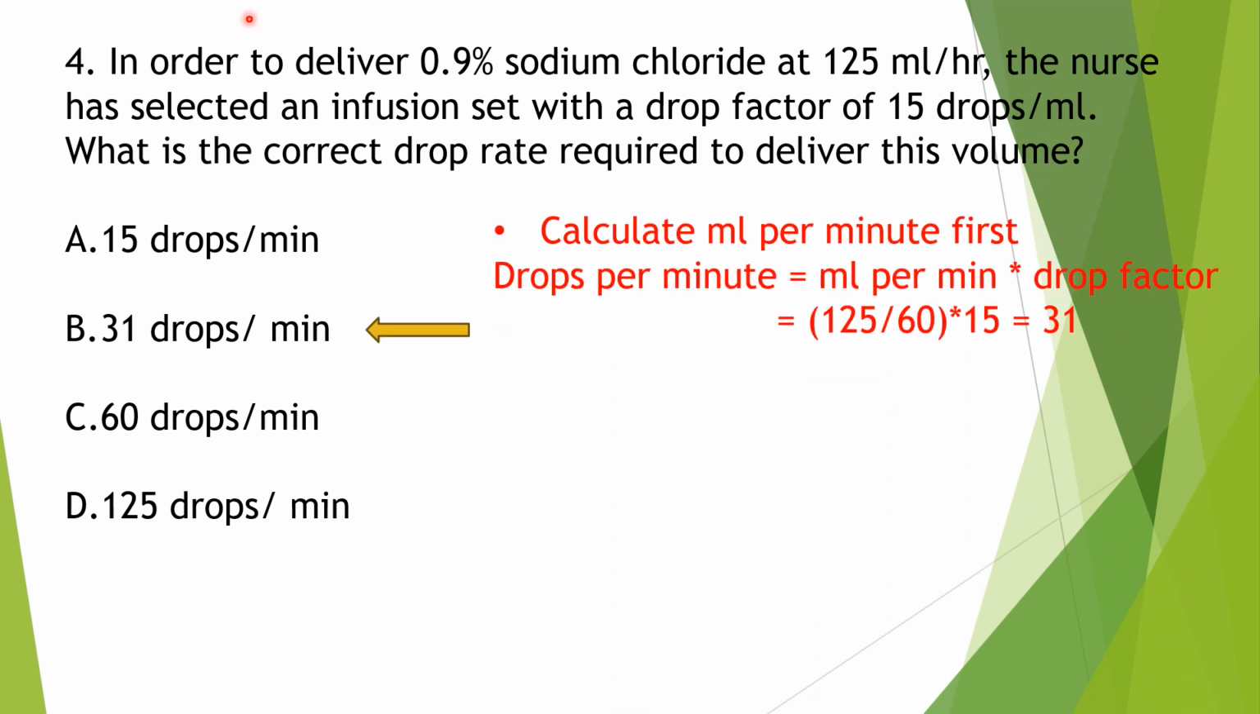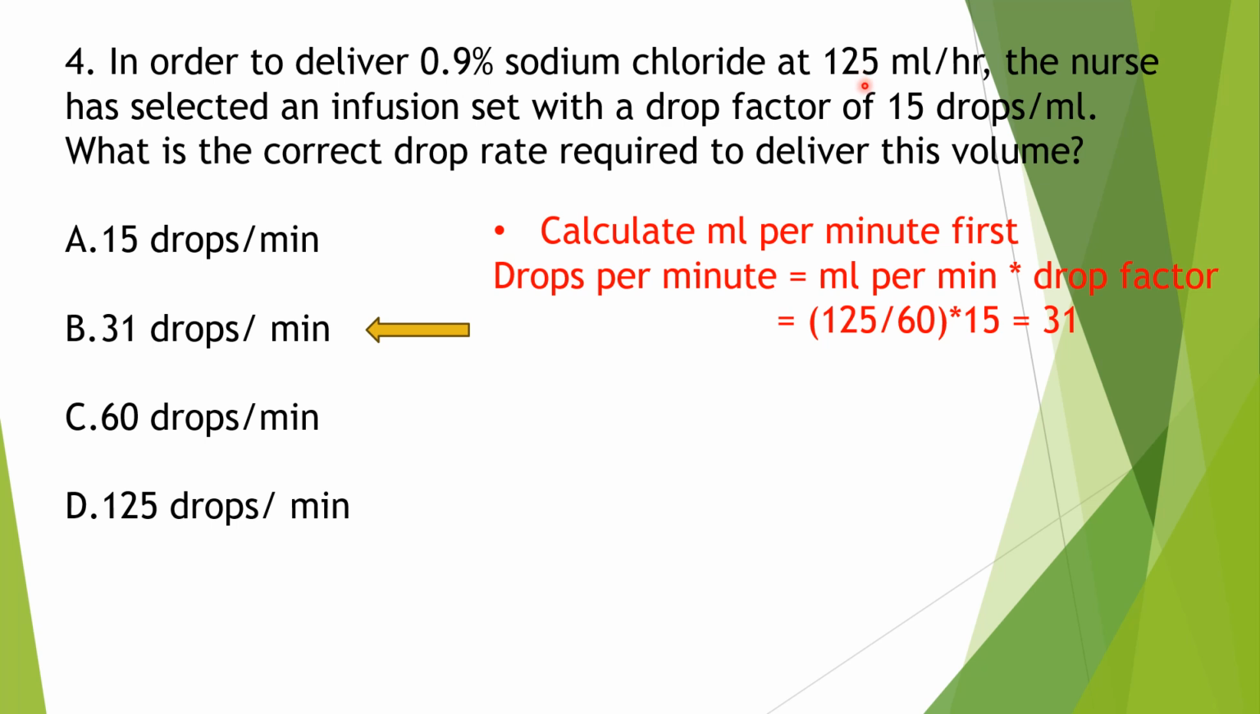Here, we need to first calculate ml per minute. So here ml per hour is given, that is 125 ml per hour. This you need to convert to minutes. How many ml per minute we will be giving? That is done by 125 divided by 60.